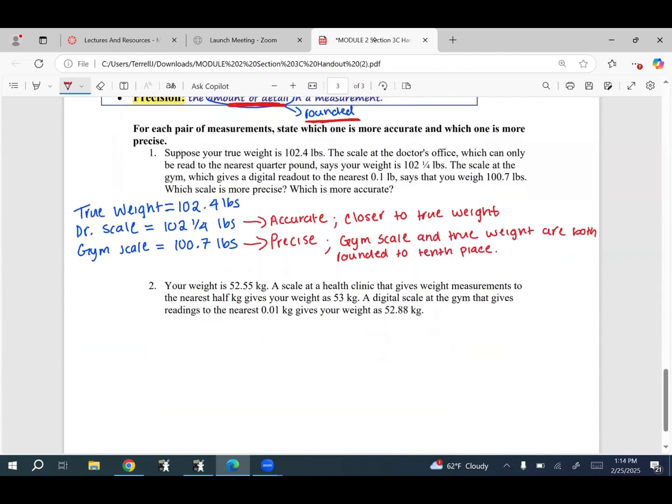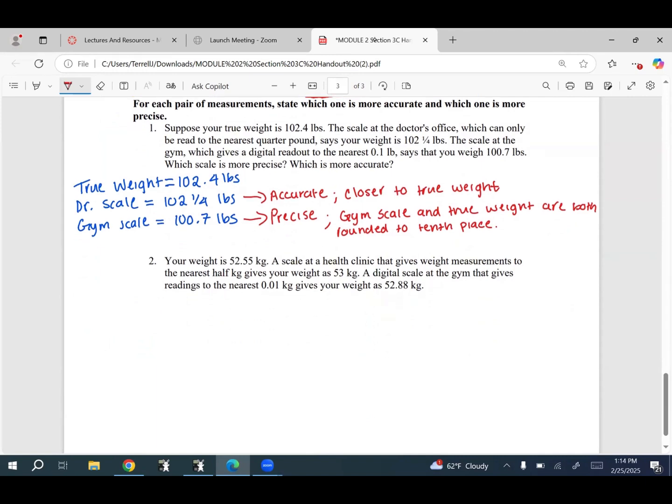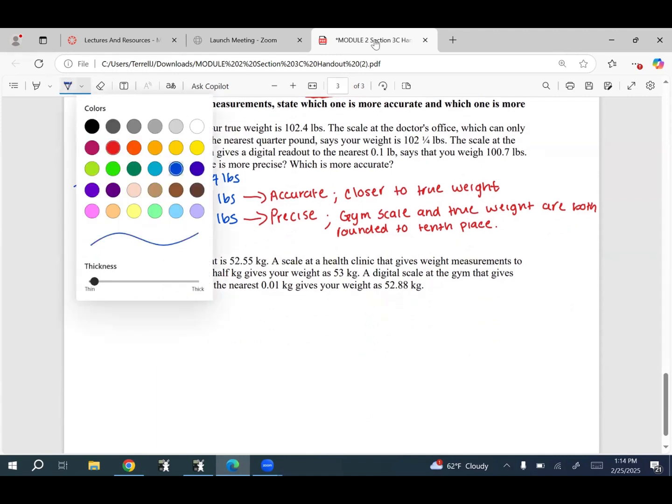It says your weight is 52.55 kilograms. The health clinic scale gives weight measurements to the nearest half kilogram. And so your weight is 53 kilograms at the health clinic. And then a digital scale at the gym gives the reading to the nearest 100th kilogram. So your weight is 52.88. So again, let's organize this.